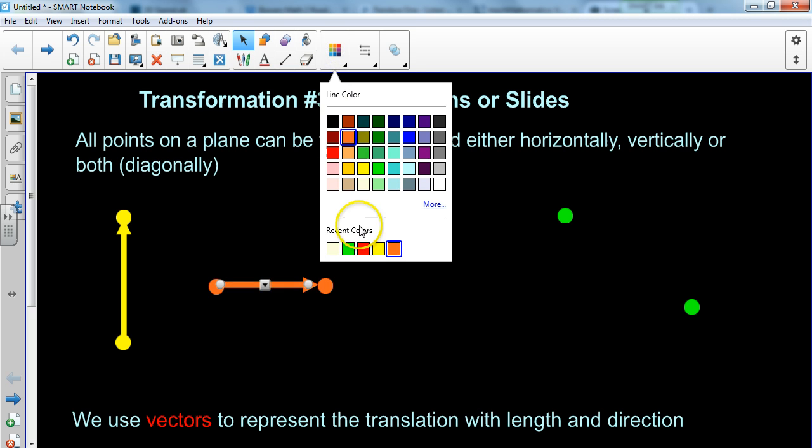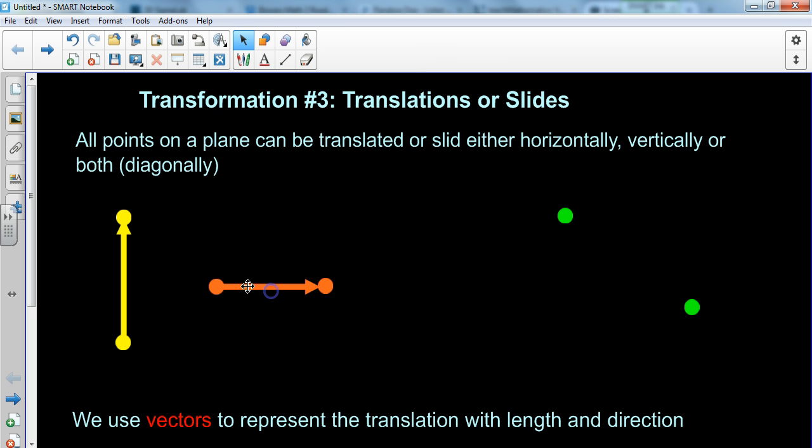I'll make this orange here. So we can see that the point is going to translate to the right. So the vector tells us direction, and also tells us how far, the size of it. How far a point's going to move, okay?